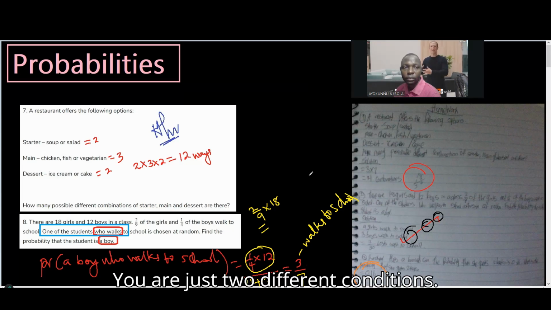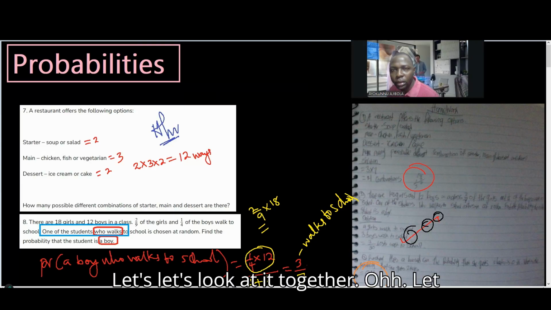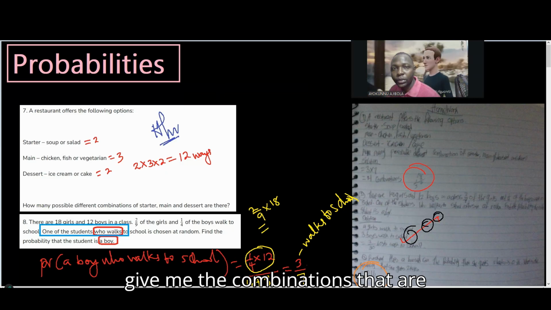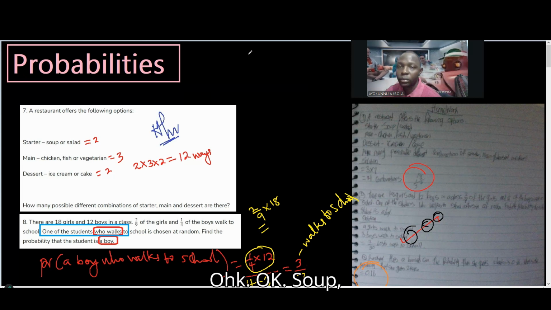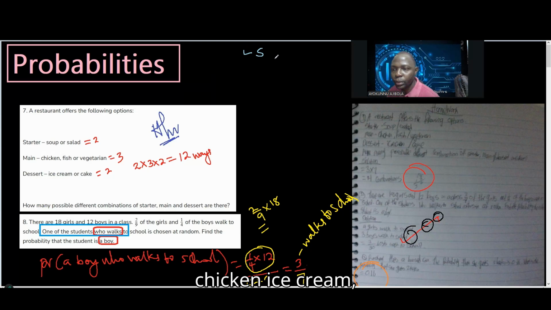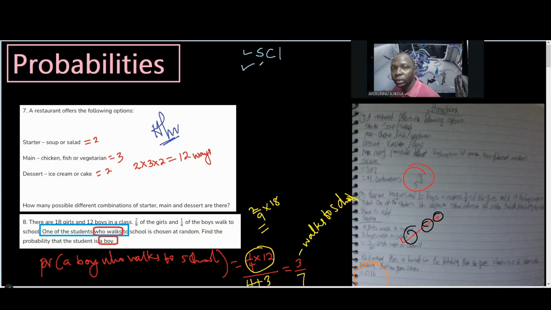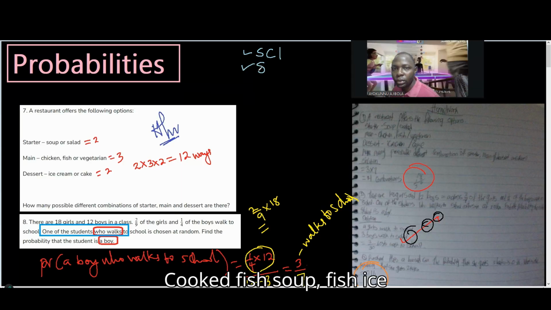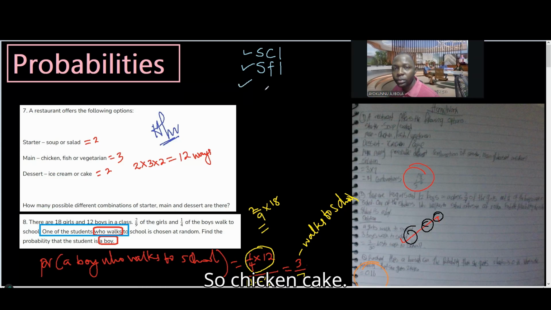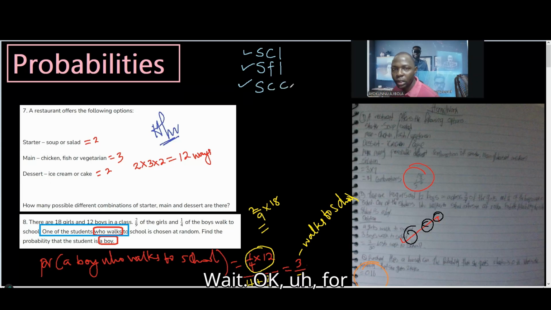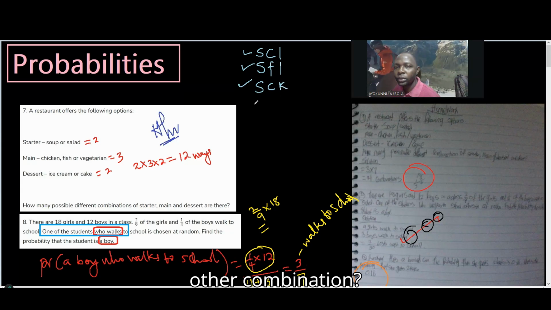You will just do different combinations. Oh yeah, you get 12. Let's look at it together. Give me the combinations that are possible. Soup, chicken, ice cream. Uh-huh. Any other combination? Soup, fish, ice cream. Any other combination? Soup, chicken, cake. Okay. Any other combination?